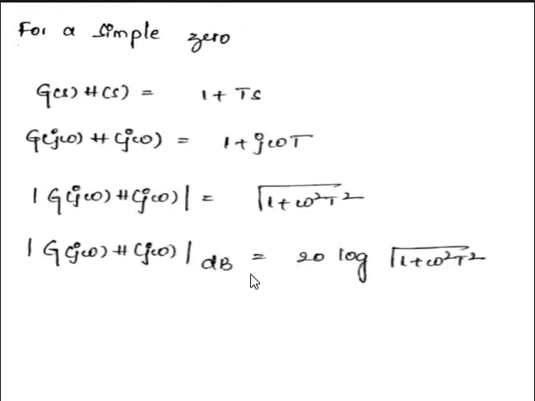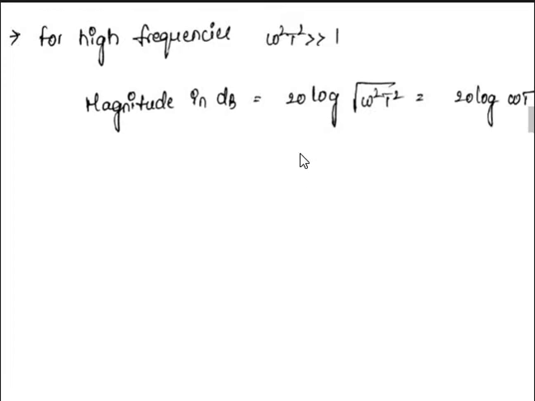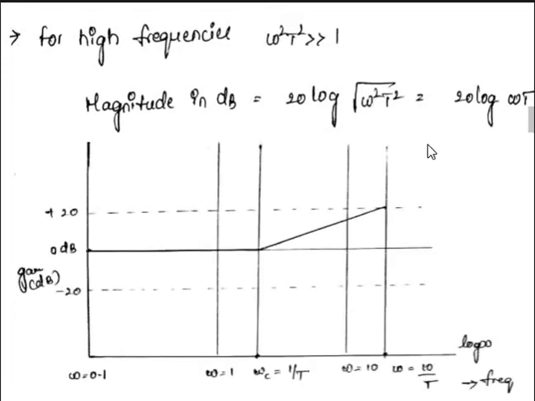Next one, simple zero. This is the formula for a simple zero: 20 log square root of 1 plus omega square T square. Here also we can calculate the corner frequency. The formula is the same, omega c is equal to 1 by T.